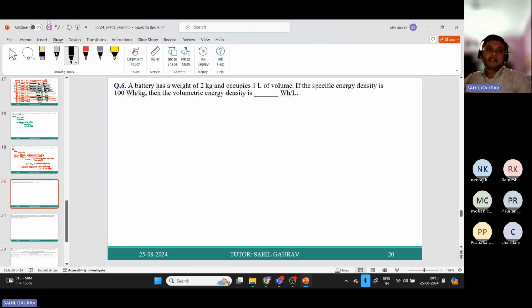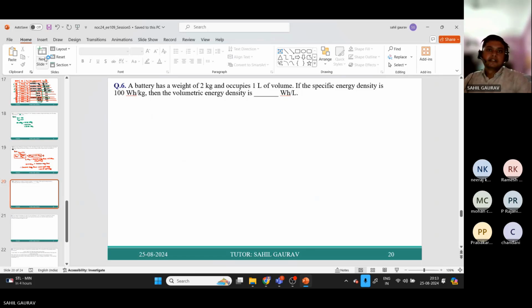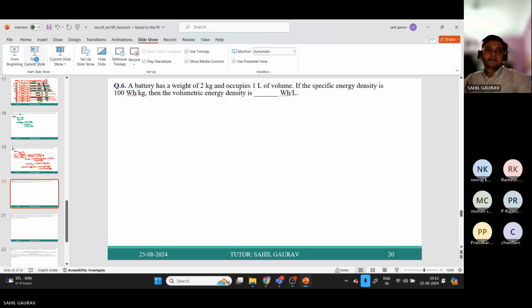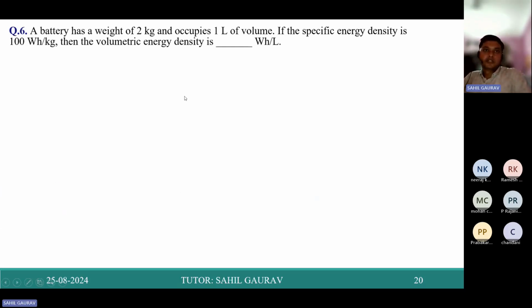The next problem is that a battery has a weight of 2 kg and occupies 1 liter of volume. If the specific energy density is 100 watt hour per kg, then find the volumetric energy density, and you have to give the answer in watt hour per liter. So it is also very easy. You just have to play with the units.